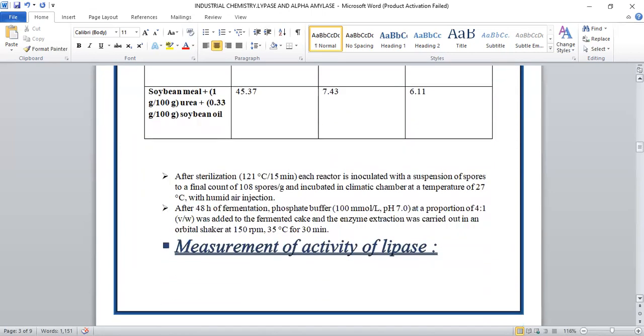After sterilization, each reactor is inoculated with a suspension of spores to a final count of 10 spores per gram and incubated in a climatic chamber at a temperature of 27 degrees Celsius with a humid air injection. After 48 hours of fermentation, phosphate buffer at a proportion of 4:1 is added to the fermented cake, and the enzyme extraction is carried out in an orbital shaker at 150 RPM, 35 degrees Celsius for 30 minutes. So these are the specific conditions in this type of fermentation.